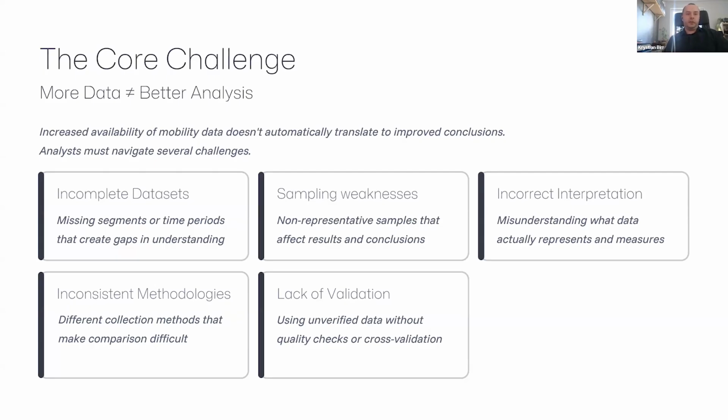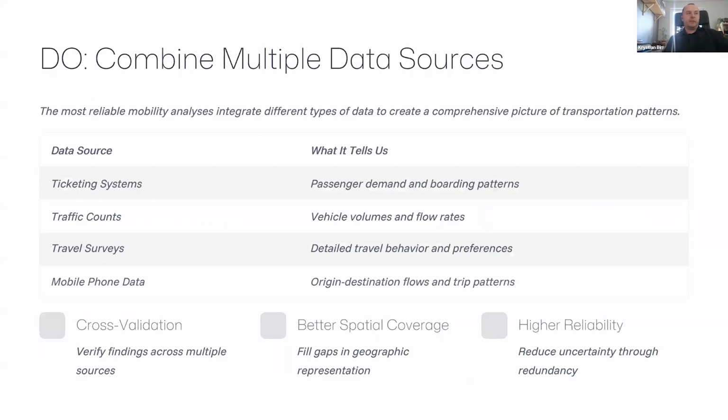So overall, the key takeaway is to understand that having the data is valuable, but without quality, consistency, and proper interpretation, it doesn't necessarily improve decision making. But if we have many data sources, I think it's a very good situation. For example, if we want to collect data from a ticketing system, it's a good idea also to collect data from traffic counts. So we have information from two modes of the system.